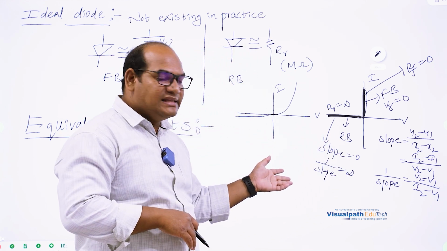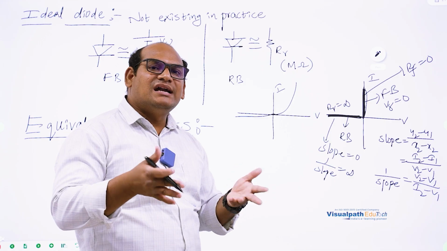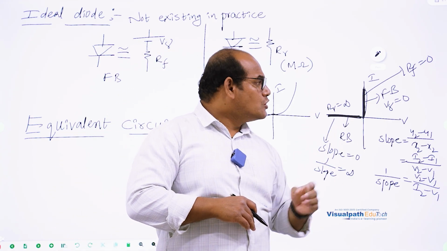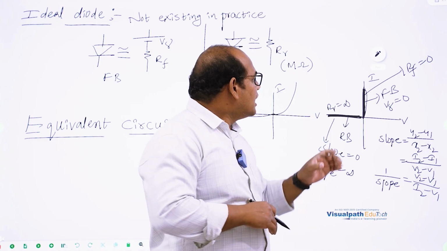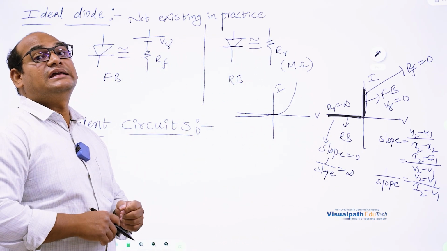What about this one? In the reverse bias characteristics of this ideal diode, no minority charge carriers flow. So current is always 0 in the reverse bias. So this is what we'll get. So if you apply these things in the practical diode case, you will get the ideal diode equivalent circuits.